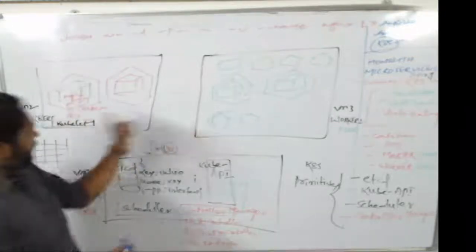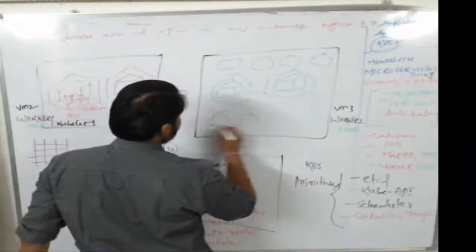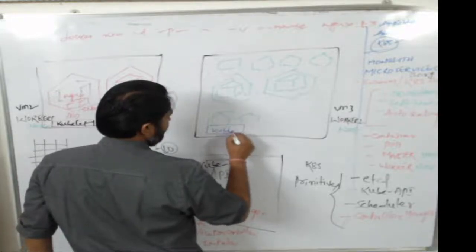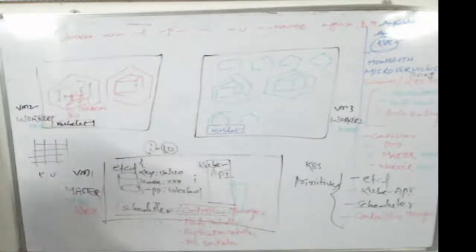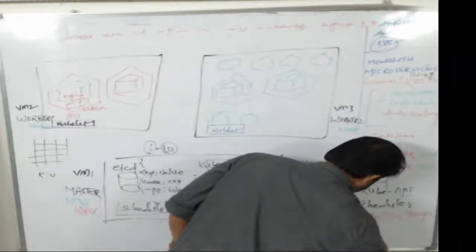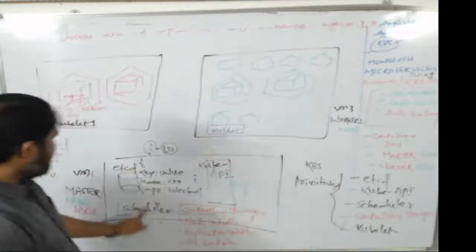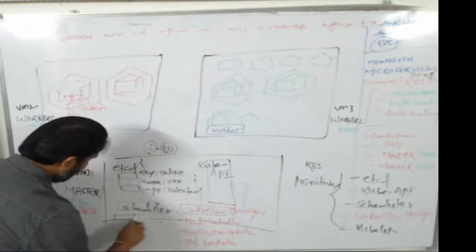So this worker will have a kubelet. This worker will also have a kubelet. Every worker will have a kubelet. That's your next primitive here. Kubelet. Master node will also have kubelet.